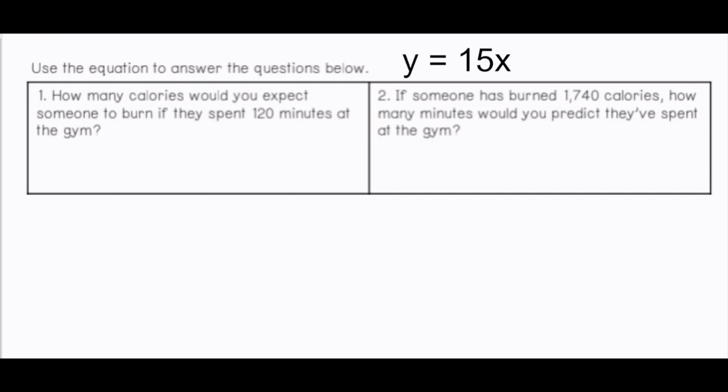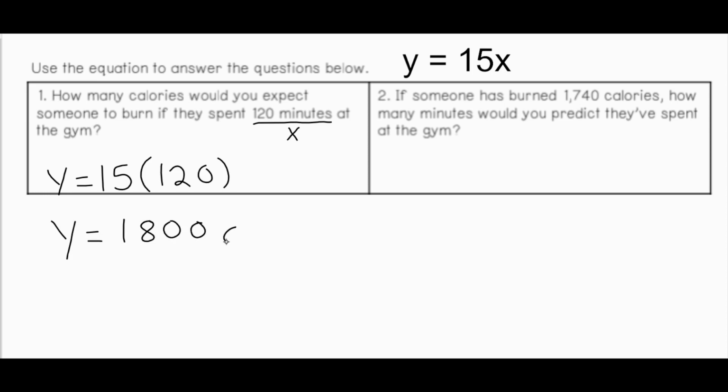Now we'll use the equation to answer the questions below. Remember, our equation was y equals 15x, where y stood for the total calories that we burn, and x was the number of minutes that we worked out. How many calories would you expect someone to burn if they spent 120 minutes at the gym? So 120 minutes is our x. In my equation y equals 15x, the x is going to be replaced with 120. If I burn 15 calories per minute and I work out for 120 minutes, 15 times 120 gives me the calories that I burn. 15 times 120 is 1,800 calories. So in 120 minutes, I will burn 1,800 calories.